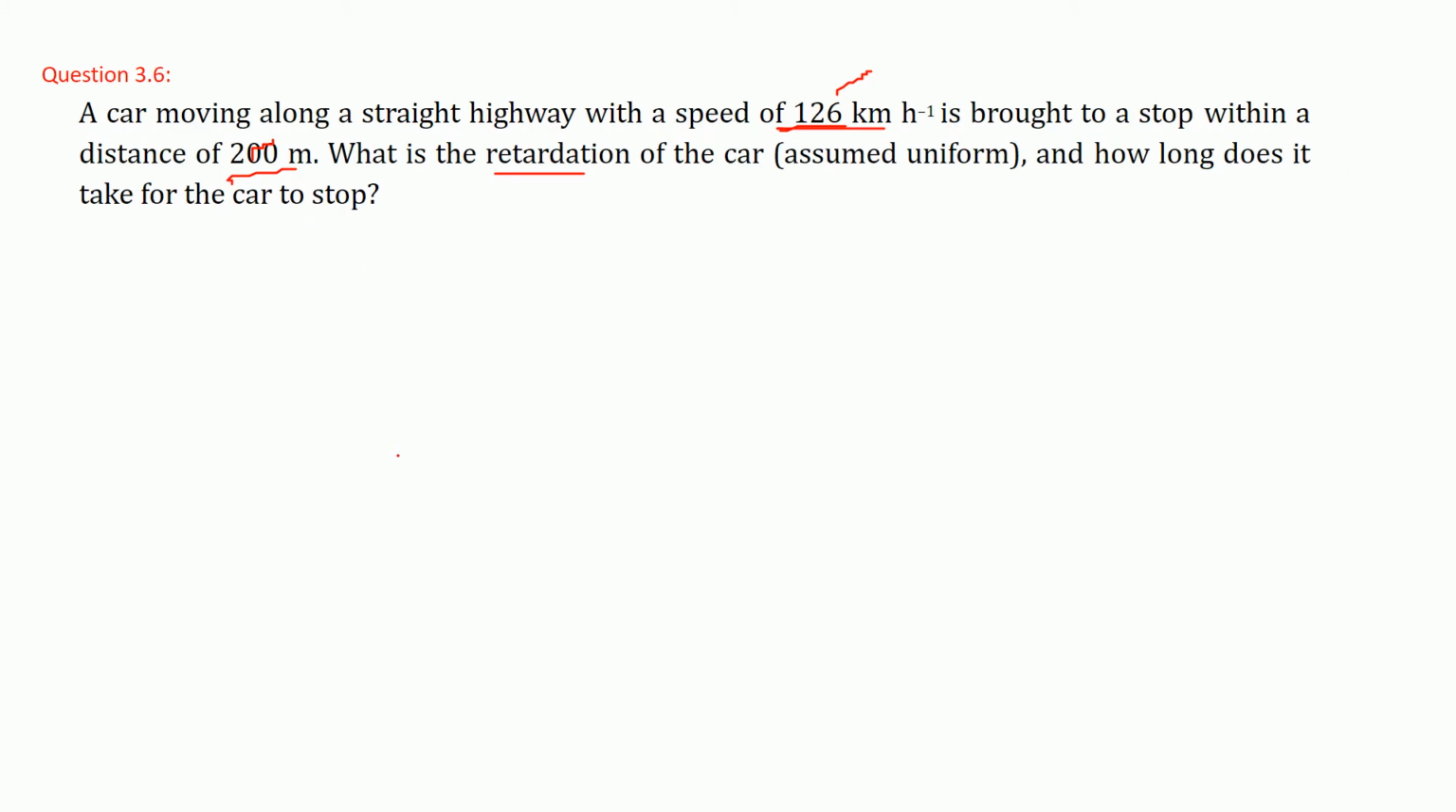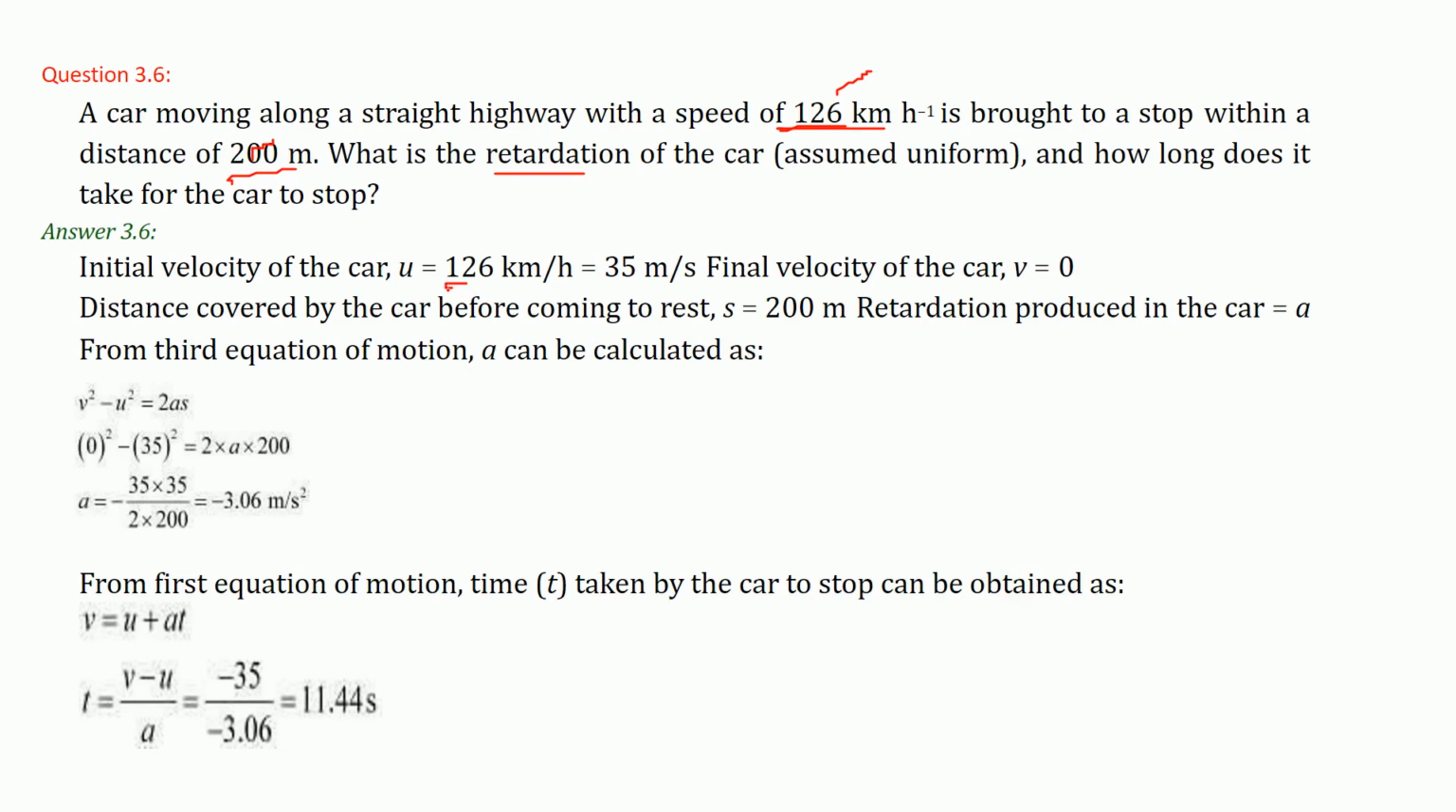So we'll simply use the formula. The initial velocity is 126 km an hour, multiply it by 5 by 18. You get 35 meter per second, which is the conversion from kilometer per hour to meter per second. Just multiply this by 5 by 18. As I said, the final velocity has to be 0 because it is coming at rest. Now, what is the distance covered by the car? It is given as 200 meters. We assume the retardation, the acceleration in the negative direction, to be A.